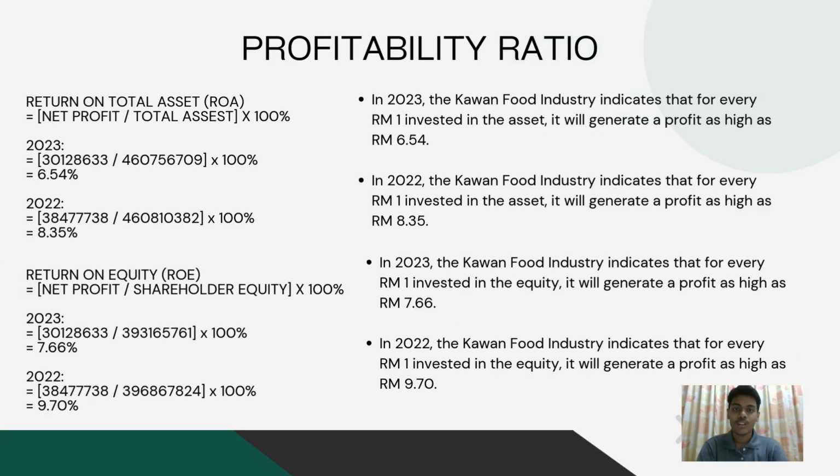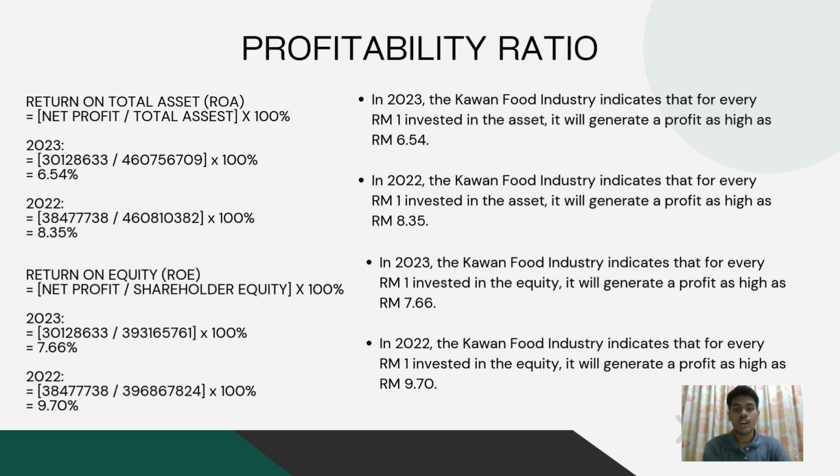Next is the return on total asset. In 2023, the Kawan food industry indicates that for every 1 ringgit investment in the asset, it will generate a profit as high as 6 ringgit 54 cent. In 2022, the Kawan food industry indicates that for every 1 ringgit invested in the asset, it will generate a profit as high as 8 ringgit 35 cents.